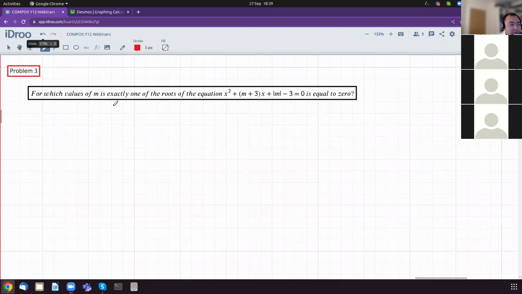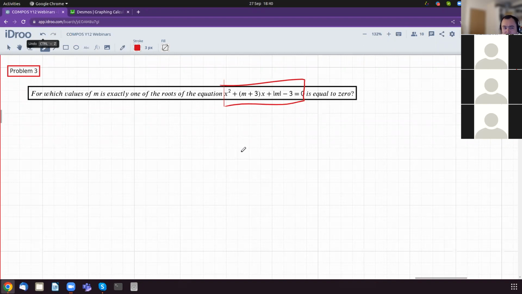Okay, so for which values of m is exactly one root equal to 0? So we have an equation. We have a parameter again. And we also have a modulus here. We will have a separate assignment on modulus, but here we'll try to figure out what it says. For which values of m is exactly one of the roots equal to 0?